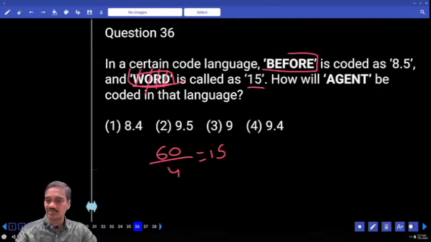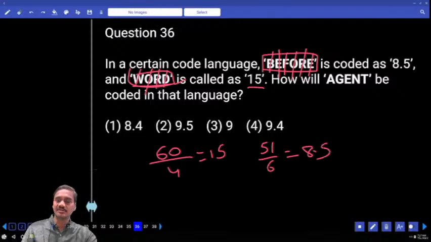Check whether the same logic also works for this one. Now 2, and 2 plus 5, how much? 7. 7 plus 6, 13. And 13 plus 15, 28. 28 plus 18, 46. 46 plus 5, 51. Now 51 divided by how much? 6. 51 divided by 6, 8.5.